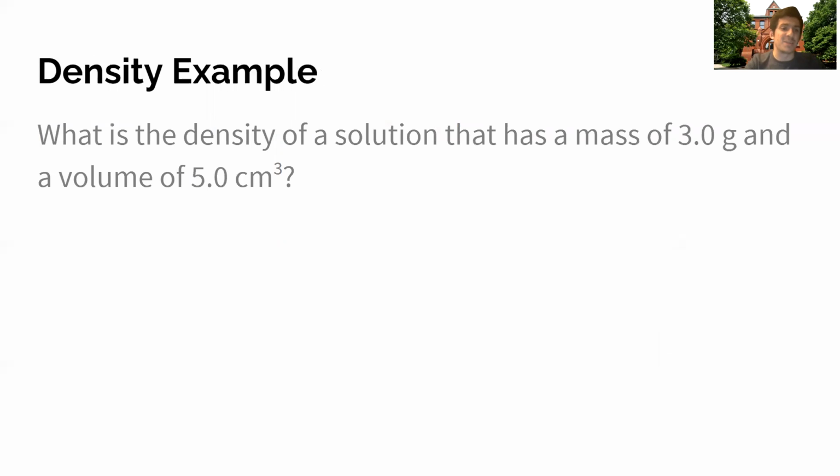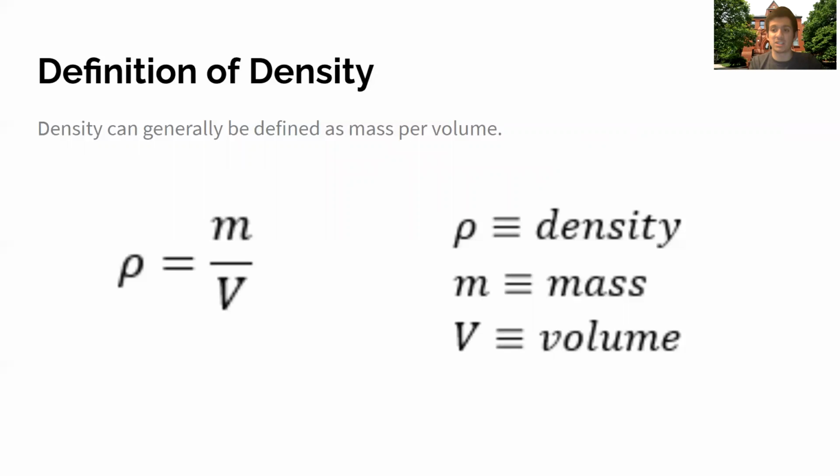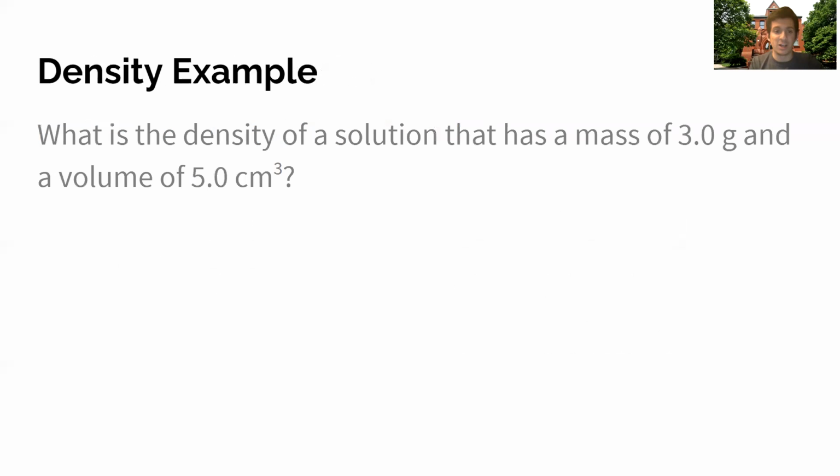Going through a quick example of density. What is the density of a solution that has a mass of 3.0 grams and a volume of 5.0 centimeters cubed? We're just going to go ahead and use the equation that we have back on this slide here. Fairly straightforward. Density is mass over volume. So you can see we're given the mass, 3.0 grams. We're given the volume, 5.0 centimeters cubed.